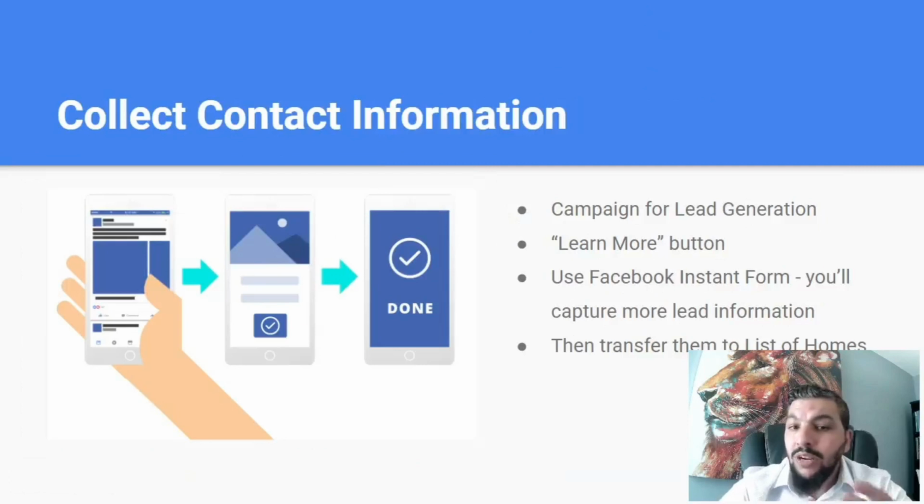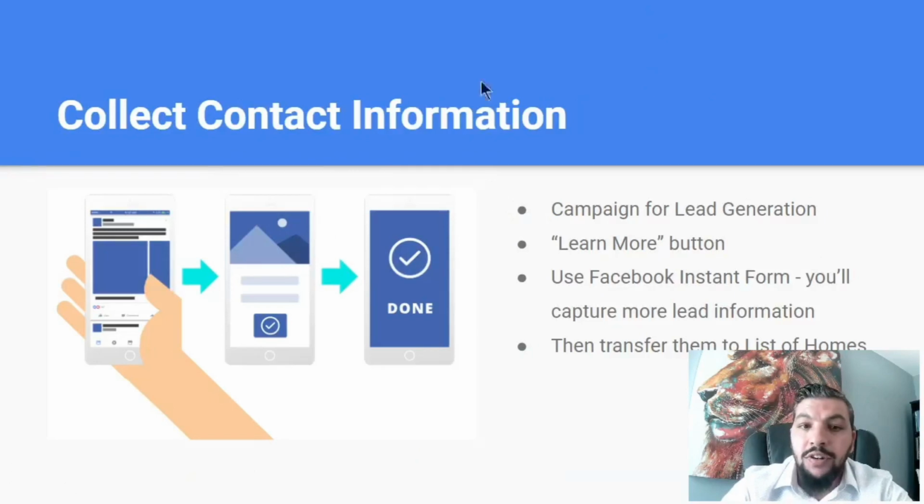Okay. You want to use the Facebook Instant Form as we talked about so that you can capture more lead information. And then you want to transfer them to the list of homes. So people, they see the great visual, the great copy, they click on the ad, they go to a Facebook Instant Form, they fill it out. And another reason why Facebook Instant Form is great, because people trust it. It's very easy. A lot of times their information is already there because Facebook keeps it. So it's very easy for them to kind of navigate and click through. And in 2 clicks, they already filled out the information, right?